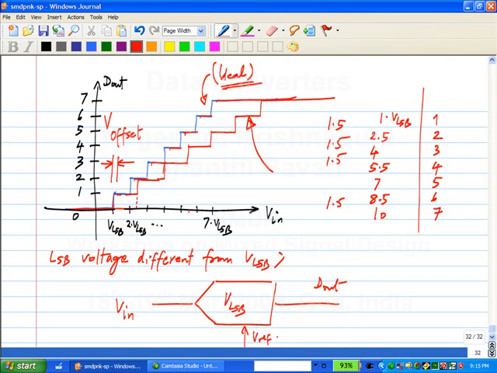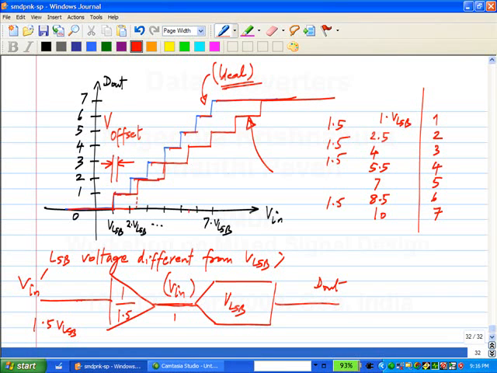Another way to think about it is, at this point, when Vin changes by this amount, the interval between the transitions is 1 LSB. And for my characteristic, I need 1.5 VLSB. That's the characteristic I have written. So, if I insert a gain of 1 by 1.5 here, what happens? If this input Vin prime changes by 1.5 VLSB, what will be the change here? VLSB. So this is exactly like having some gain factor in front of the A2D converter. This type of error is known as a gain error.